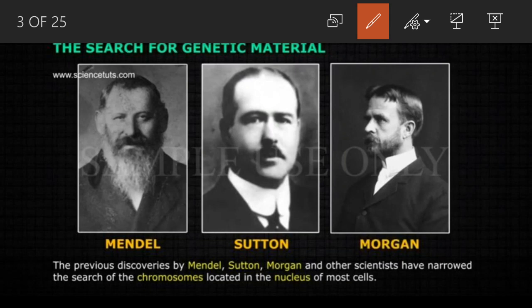The genetic material was first searched for in the nucleus of the WBCs, and it was called nuclein. It was the substance which was present in the nucleus. After that, Mendel, Sutton, Morgan and other scientists narrowed the search to the chromosomes located in the nucleus of most cells. That means it made it easy for other scientists to find genetic material in the nucleus.